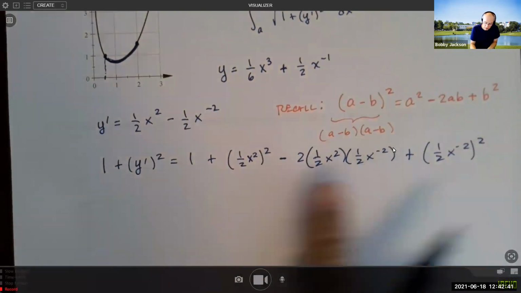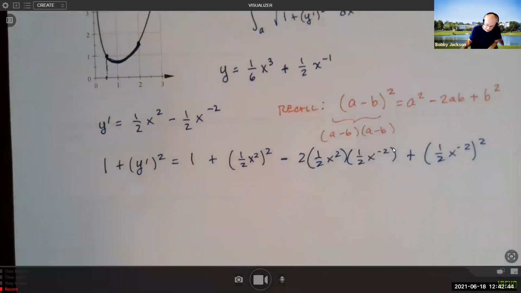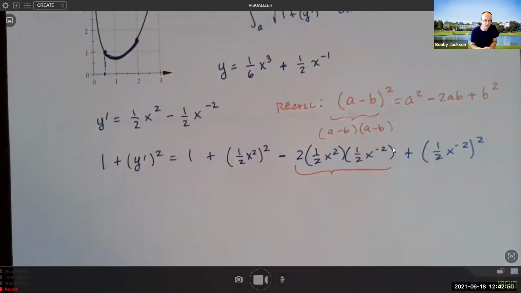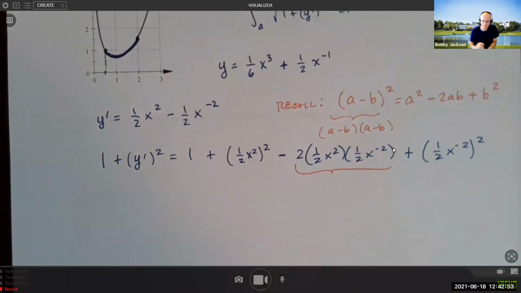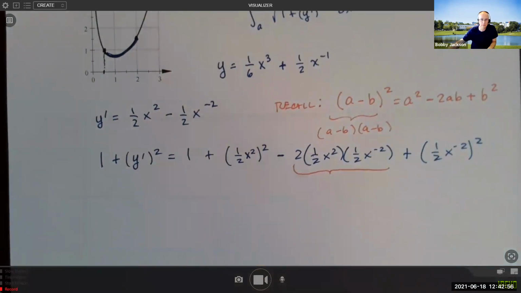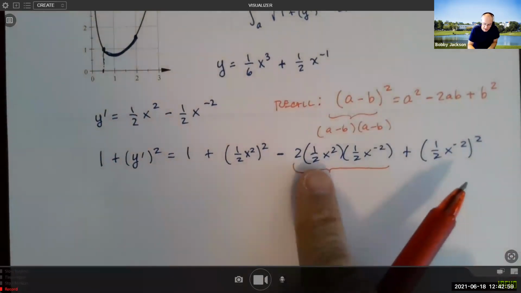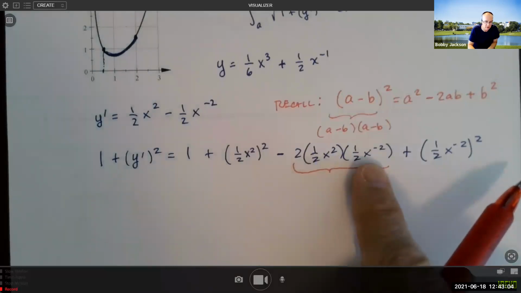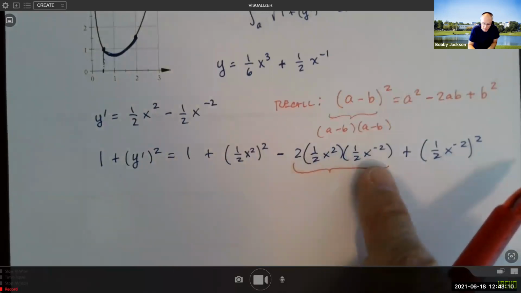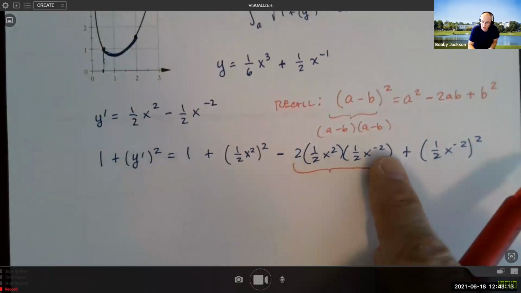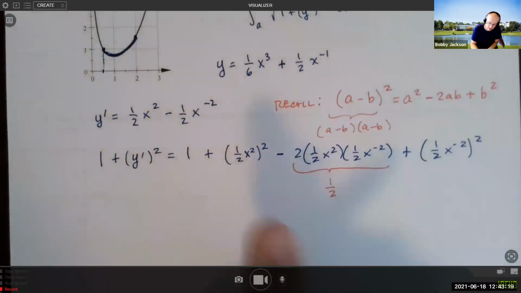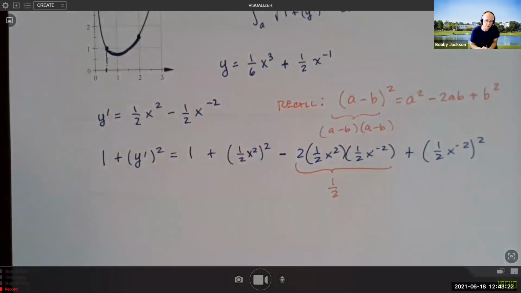Now, we could do all the work here, but I'm going to focus first on just this part right in here. What does this stuff all multiply together to give us? Think about that for a minute. Well, 2 times 1/2 is 1, times 1/2 is 1/2. And what happens here? X squared times x to the negative 2. Remember, x to the negative 2 is 1 divided by x squared, and x squared divided by x squared is just 1. Or if you add the exponents, 2 plus negative 2 is 0, and x to the 0 is 1. So you're just left with 1/2 here. It's negative 1/2.